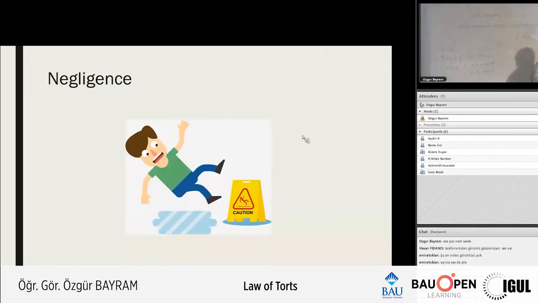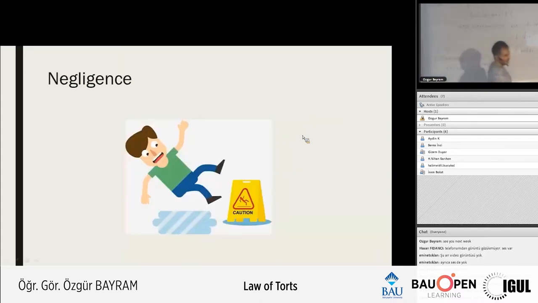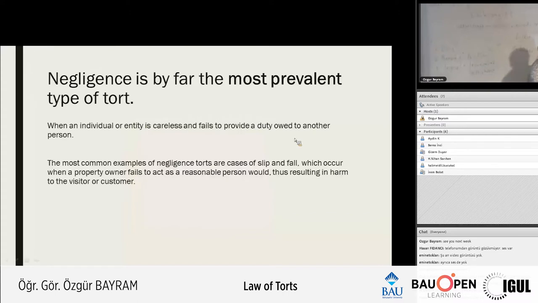The next type of tort is negligence. This is the most prevalent, yaygın type of tort. When an individual or entity is careless, dikkatsiz, okay? The most common example are cases of slip and fall, which occur when a property owner fails to act as a reasonable person would, therefore resulting in harm to a visitor. So it's like in a swimming pool.